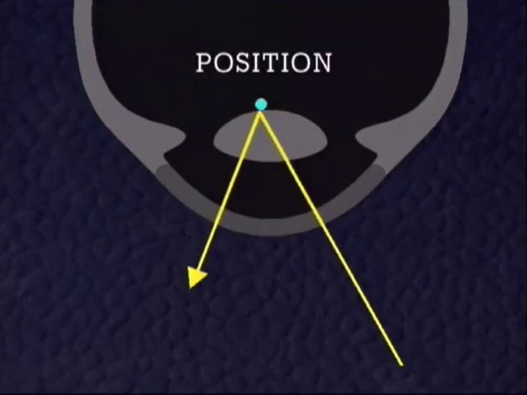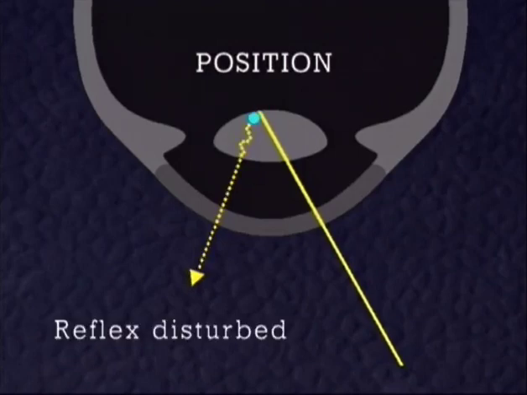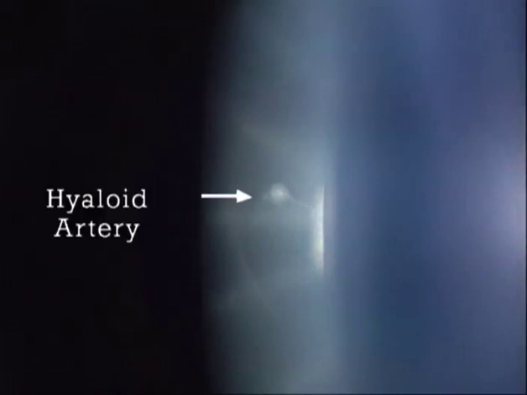If an object is behind the surface, the specular reflex will be intact. If the object is in front of it, the reflex will be disturbed. For example, in this case of a normal lens, grayish nodular and curved structures appear somewhere near the posterior lens surface. When scanning the posterior lens surface, the specular reflex is undisturbed. Therefore, the grayish structures must be behind the lens surface and can be identified as parts of the hyaloid artery.